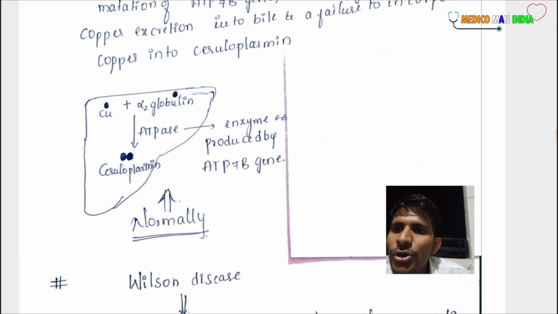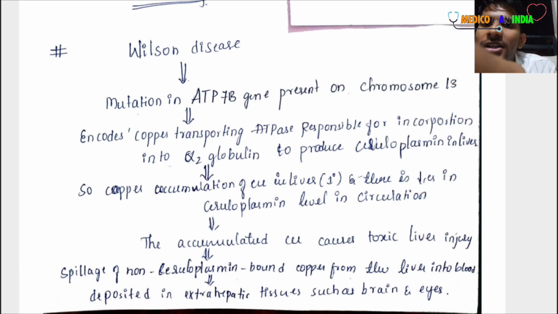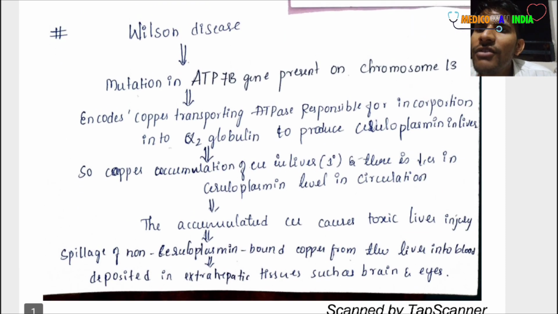The enzyme produced by the ATP7B gene is ATPase. So you can read it now. Wilson's disease: mutation in the ATP7B gene present on chromosome number 13. The ATP7B gene codes the ATPase enzyme. It encodes copper-transporting ATPase responsible for incorporation of copper into alpha-2 globulin to produce ceruloplasmin in the liver.